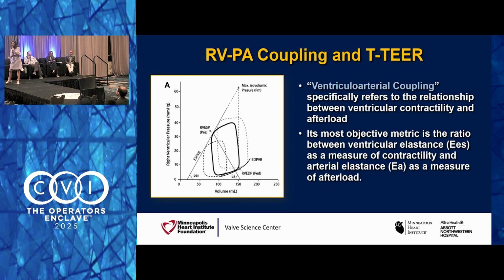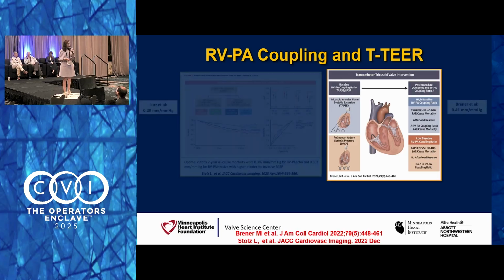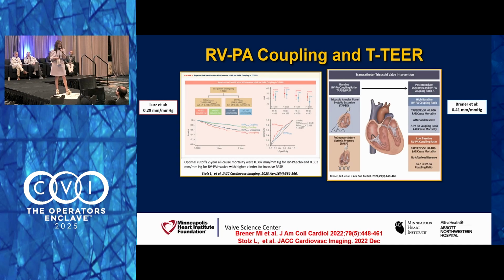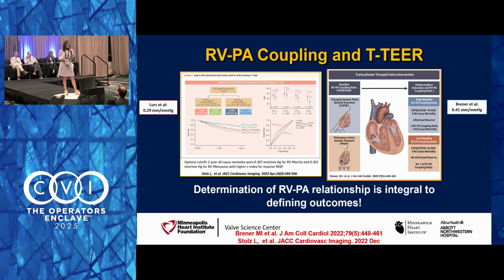We have other echo parameters. We have our RVPA coupling that we have been using in a lot of the trials, and it has shown to have improved outcomes. My previous fellow from Columbia, Brenna, did a paper looking at all the tric valve registry and saw a cutoff, and certainly it is integrated into defining our outcomes. But are we using it in our clinical practice?